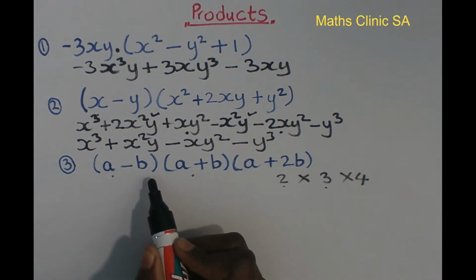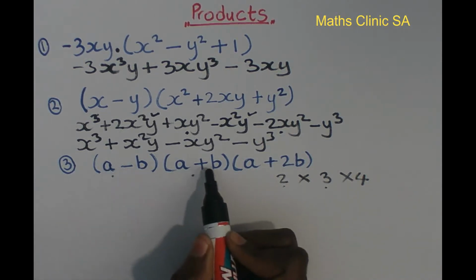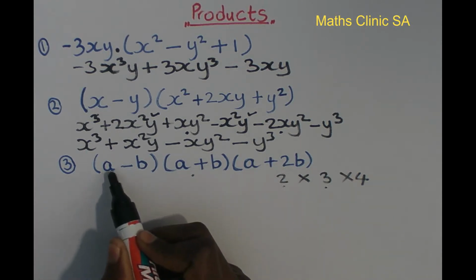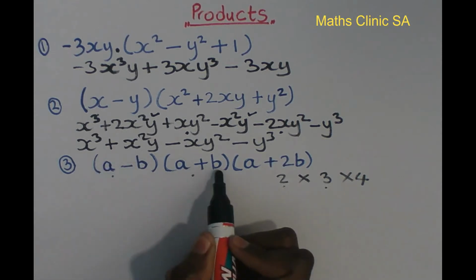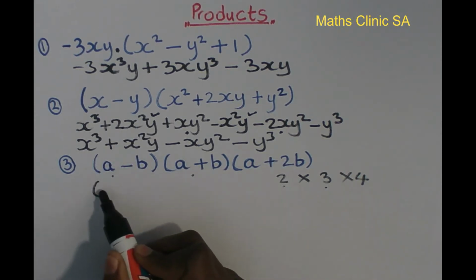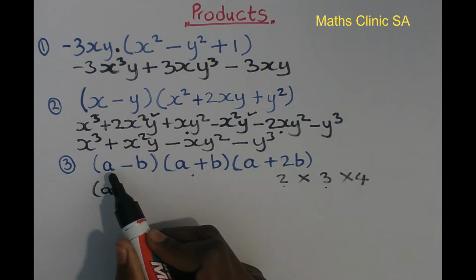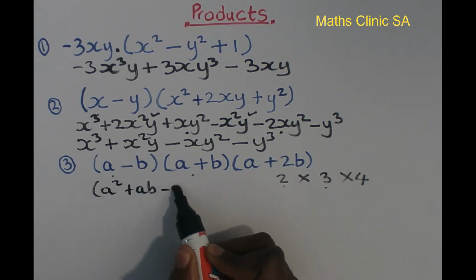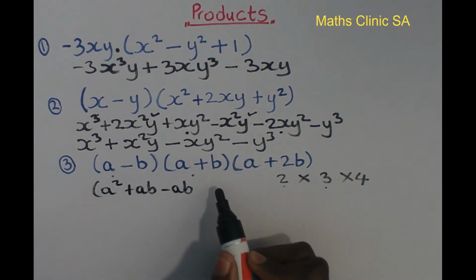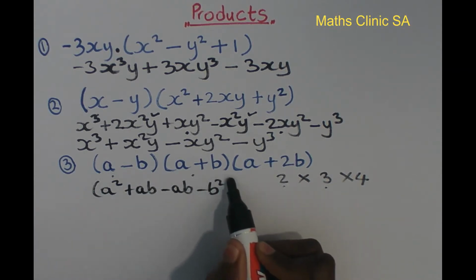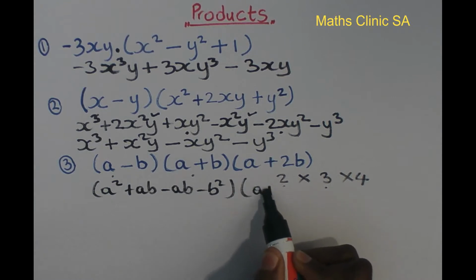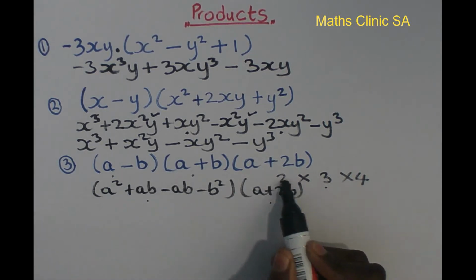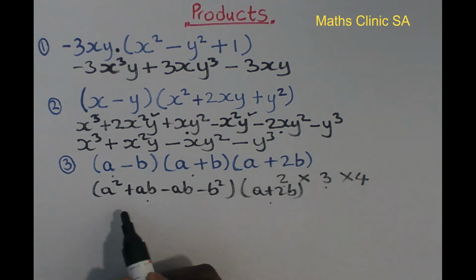Now we have these 2 brackets, a minus b in the first and a plus b in the second. How do we multiply each term in the first bracket with those over there: multiply a with a we get a squared, a with b is ab positive, minus b with a is minus ab, minus b with positive b is minus b squared, and we keep the plus 2b. Okay, so now I multiply the brackets. It's the same thing with numbers: 2 times 3 is 6, 6 times 4 is 24.